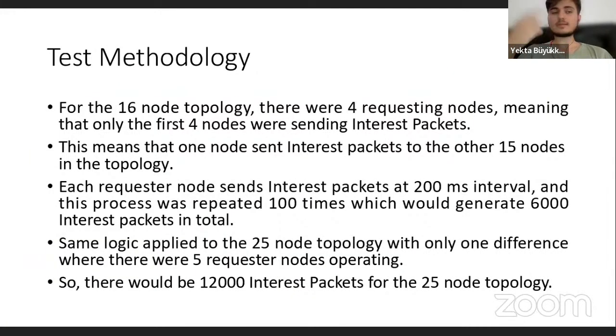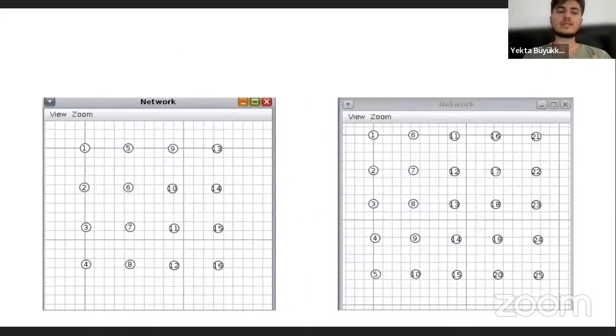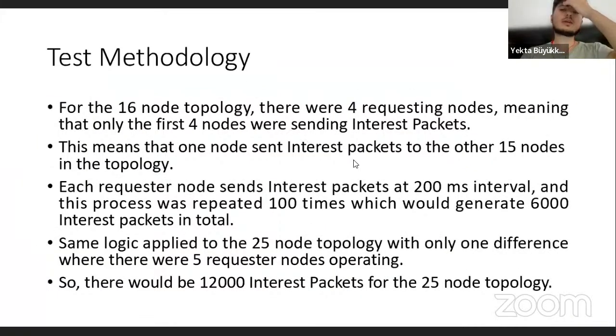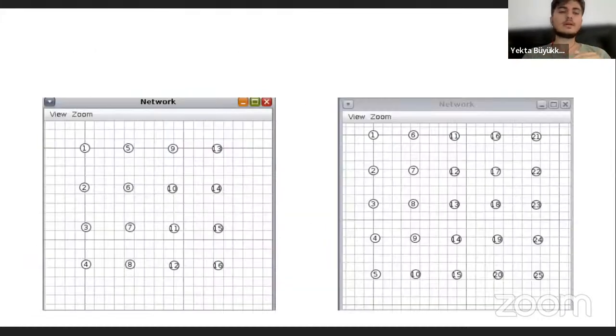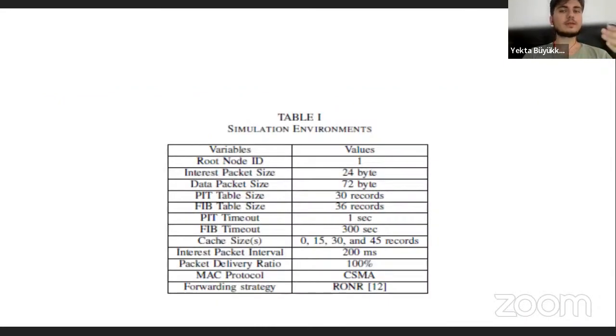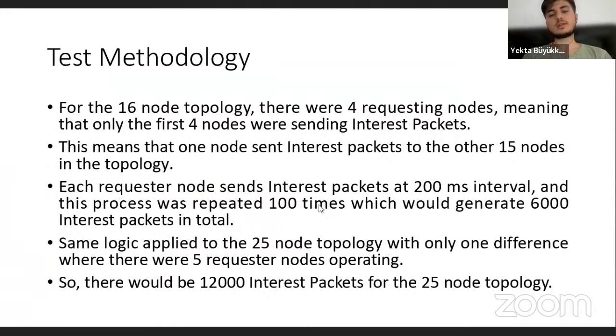As a continuation of the methodology for the 16-node topology, there were 4 requesting nodes, meaning only the first 4 nodes request interest packets. One node, for example, will have to send interest packets to the other 15 nodes in the topology. This message was repeated 100 times, which will generate 6,000 interest packets in total. Applying the same logic to the 25-node topology, there will be 12,000 interest packets.